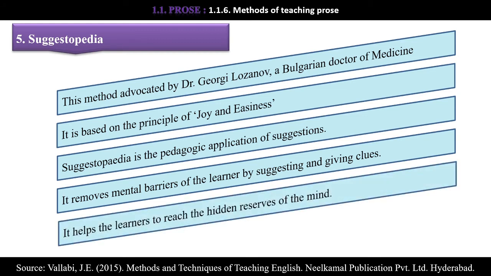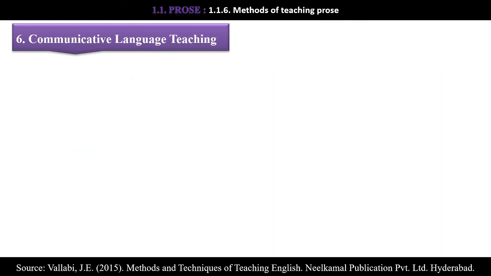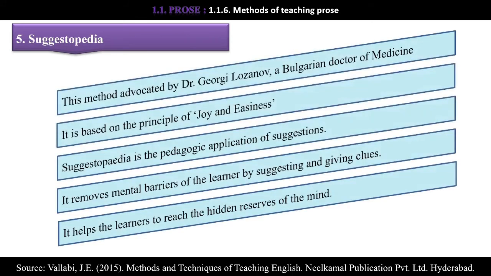It helps the learners to reach the hidden reserves of the mind. Here the main purpose is that we help the learners to reach the hidden reserves of the mind. In every student's mind there is a reserve, a hidden power to reach the content, to reach the target language. So we have to reach towards the hidden point. That is the Suggestopedia we use in teaching prose and poetry.